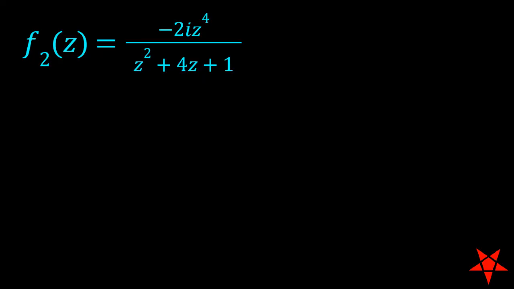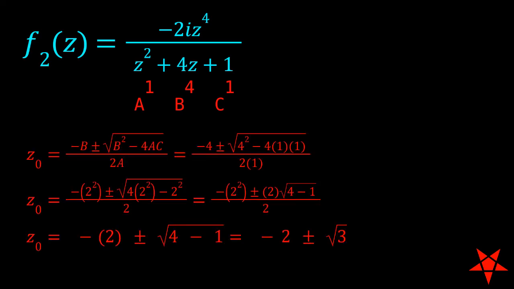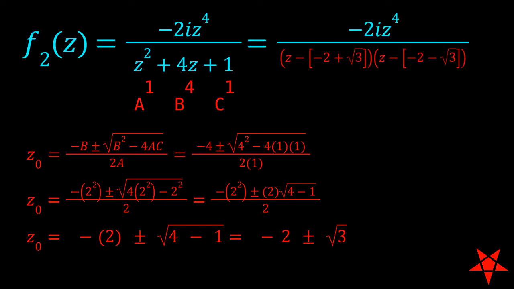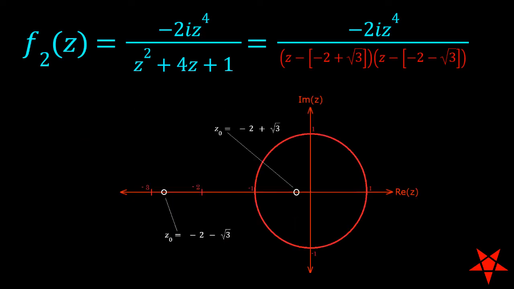Application of the quadratic formula to the denominator of f2 indicates singularities at z equals negative 2 plus or minus root 3. Factoring the polynomial indicates simple poles at both of these locations. Plotting these points in the complex plane indicates that negative 2 plus root 3 is the only singularity that lies inside of the path of integration given by the unit circle.